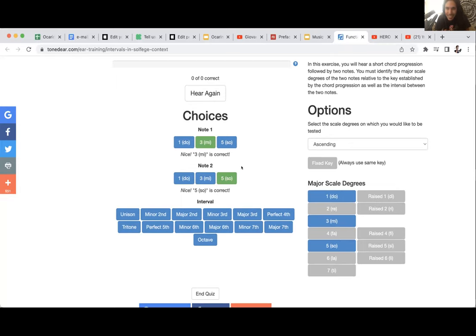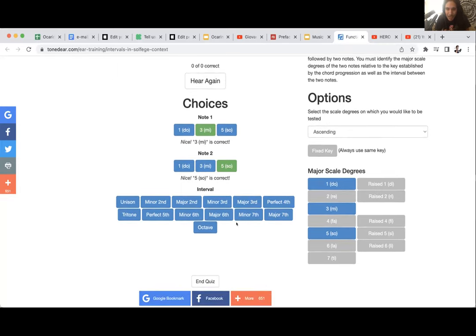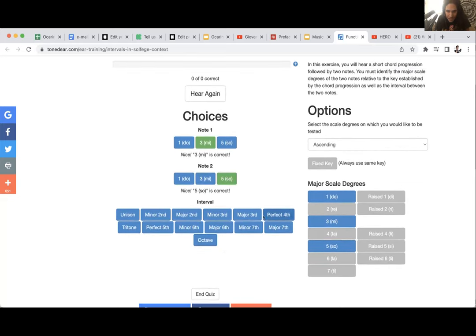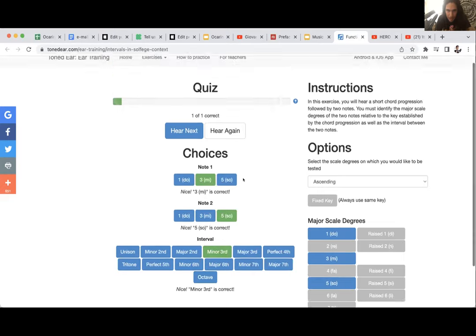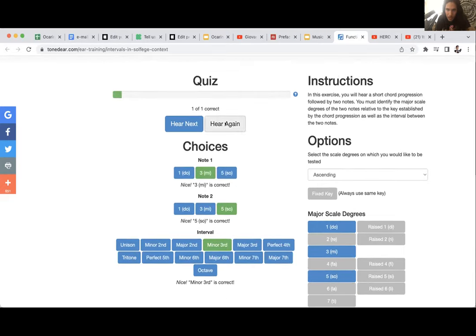Yeah, exactly. Anyway, so if this is kind of crazy for you, like this is maybe too much, then just hear me out. There's a method to my madness. Minor third is correct because it's mi to sol, right? Now we go to the next one, right? Here, next.